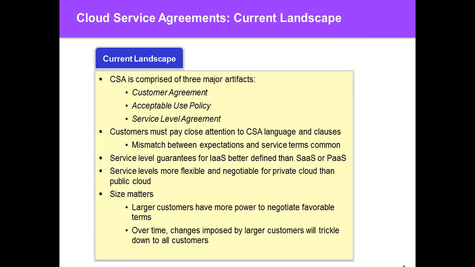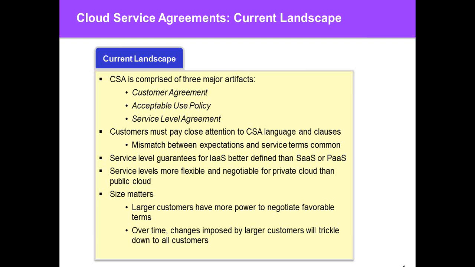And this is actually one of the areas of the CSA where there's considerable consistency across cloud providers. And then the SLA describes levels of service using various attributes like availability, serviceability, and performance. And the SLA actually specifies thresholds and financial penalties associated with violations of these thresholds.